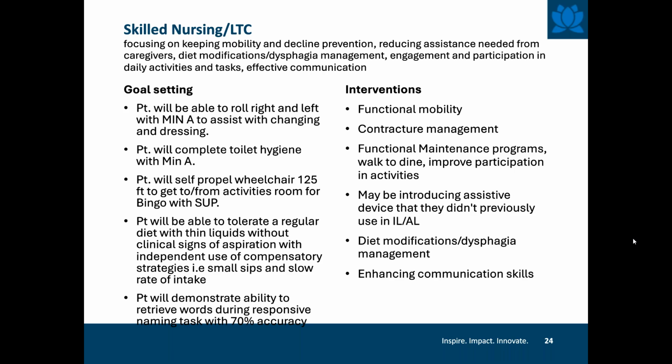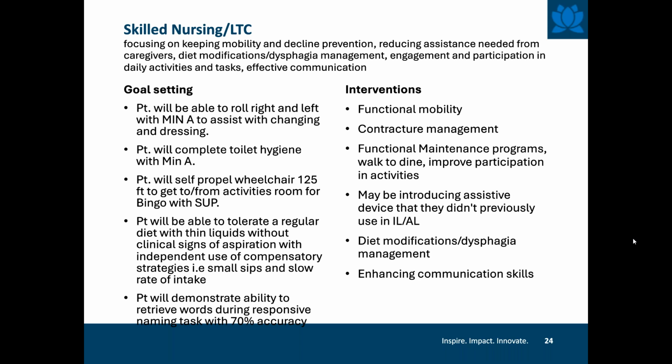So for interventions to address these goals, they might include things like functional mobility in order to improve or maintain their current functional levels. Contracture management, this definitely could be needed, and you might want to consider things like positioning devices, splints, and modalities in order to maintain or improve their range of motion.